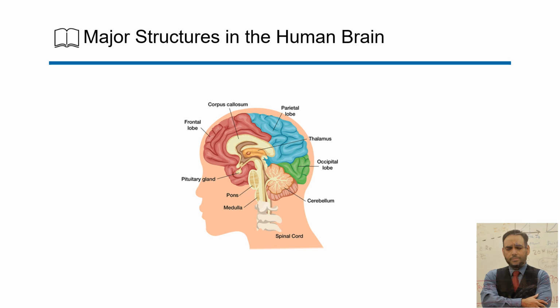We have the limbic system, and that's a group of structures that are deep within the brain. They control emotions and things that drive us. The key parts include the amygdala, the hippocampus, and the hypothalamus.